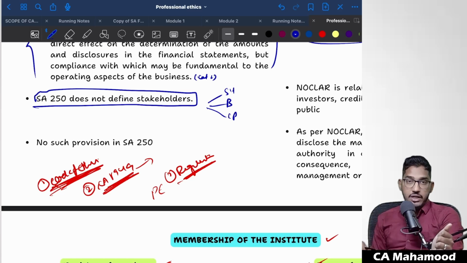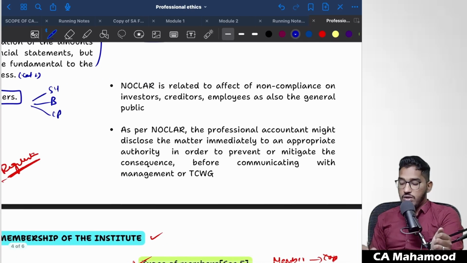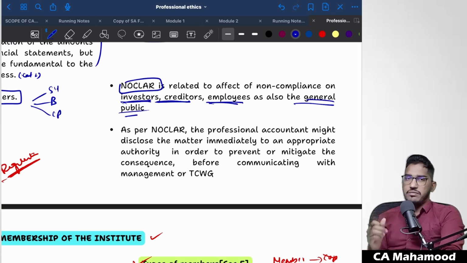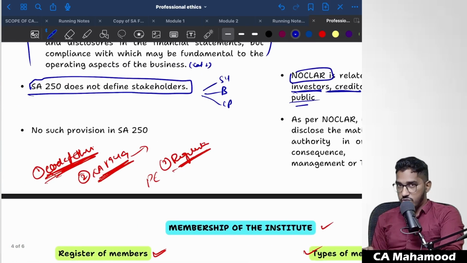So SA 250 does not define the stakeholders, but NOCLAR is related to the effect of non-compliance on investors, creditors, employees as well as the general public. In NOCLAR they have told that you should be concerned about those laws and regulations which will have an impact on the investors also, creditors also, employees also, general public also, but no such definition of stakeholders is given under SA 250.